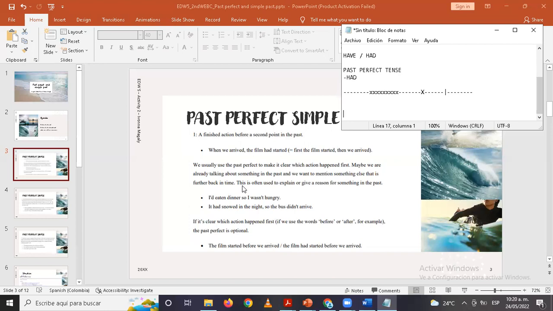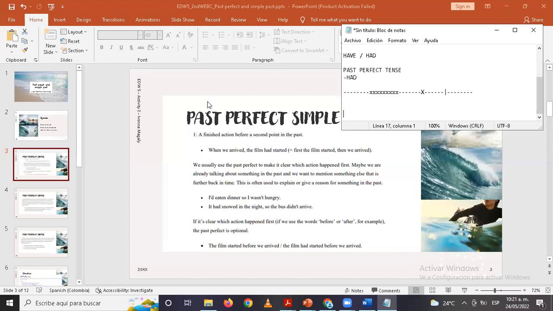El pasado perfecto no es muy común, ni en español, ni en inglés, ¿cierto? Son complejos. They are very complex tenses. And they are not used so often, you know? But here we are learning how to use it.